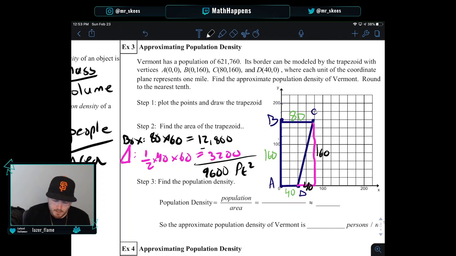Are we in feet? We're probably in miles. Yeah. Each one represents 1 mile. Feet would be, I don't know what I was thinking, right? That'd be a very teeny tiny state. Miles squared.